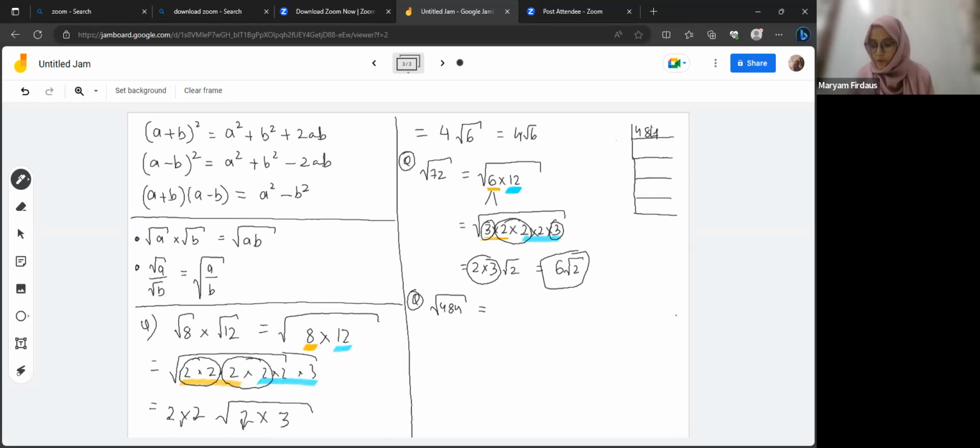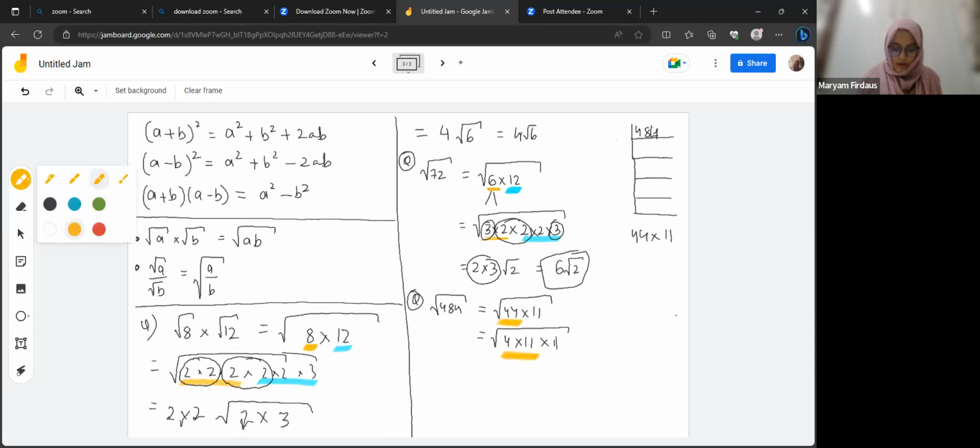See, this 484 can be written as 44 into 11. Yes or no? Yes. So let's first write it as 44 into 11. Now this 44 itself can be written as 4 into 11, right? So this we can write as 4 into 11 into 11. So this 44 we have written as 4 into 11 and the 11 is as it is. So we get 2 into 2 into 11 into 11.